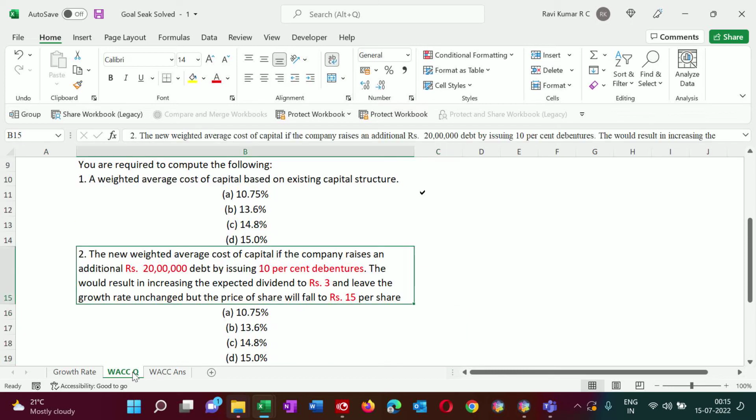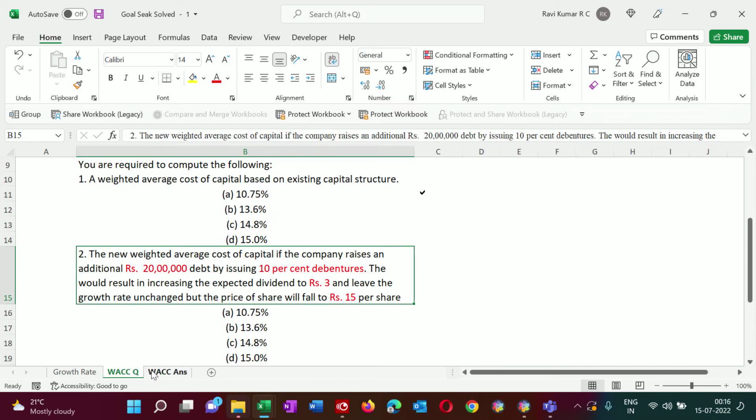Now we'll get to the second problem. In the second problem, they are saying I'm going to introduce an additional 20 lakhs of debt, but the rate of interest is not 8%, it is 10%. Further, my expected dividend will increase to 3 rupees and the share price will fall to 15 rupees.